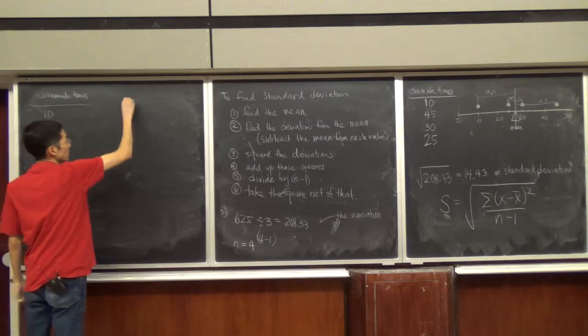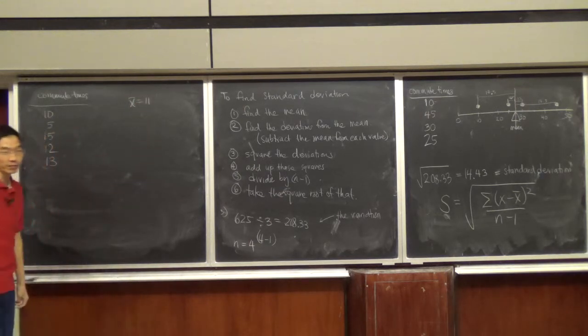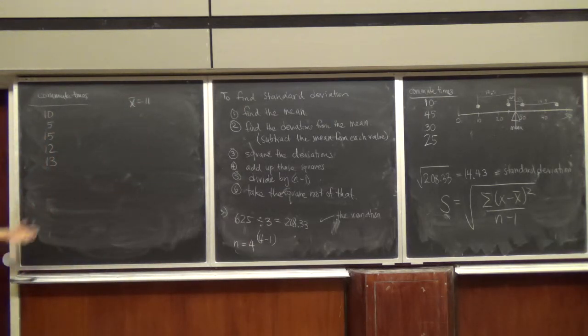And our mean, x bar, is 11. You add up the 5 numbers, divide by 5, you get 11. Good? Wait, what? Repeat that again? The mean is you add everything up. If I add up these, I get 55, and I divide by 5, and I get 11.